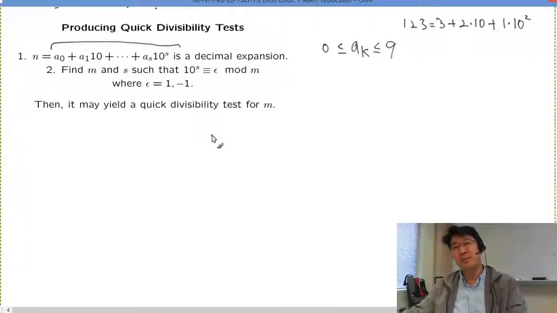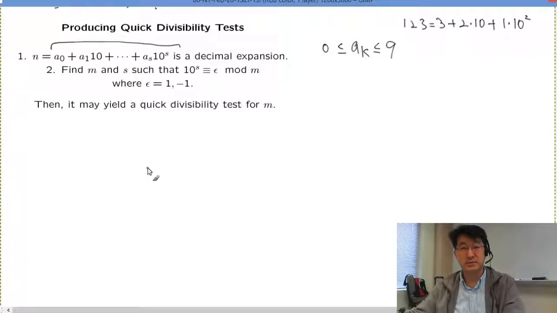All right. We're going to come up with an awesome divisibility test, right? You know when it is divisible by 2 and 5, right? That part's easy. Everybody knows that. So we're going to enter the next thing. The theme is the following. Find M and s such that 10 to the s is congruent to epsilon mod M, where epsilon is 1 or negative 1.